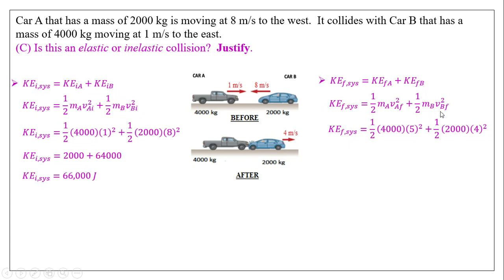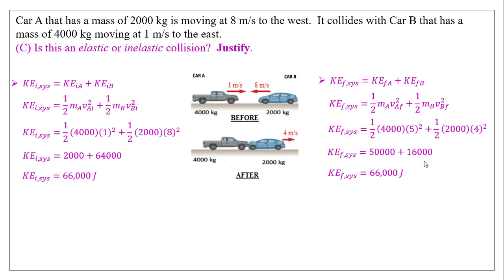And then the diagram tells us that after the collision, car B is moving to the right at 4 meters per second, and that is given. I don't have to do any work. We're going to square that. We're going to simplify this. So the first term is 50,000. The second term is 16,000. So if we add 50,000 plus 16,000, we'll get 66,000.